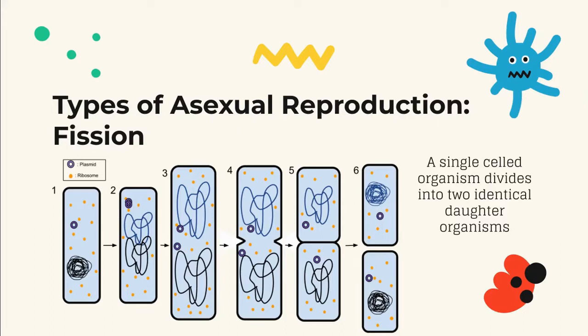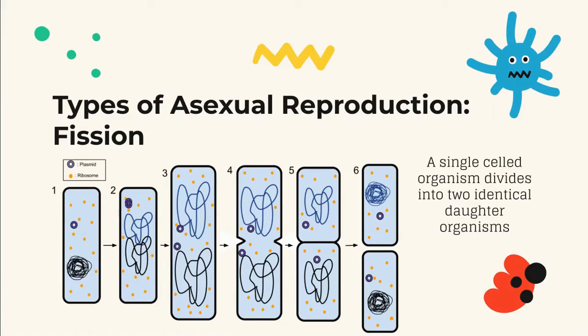Lastly, I have fission. This is when a single cell organism divides into two identical daughter cells. So I have one cell, it replicates its DNA, splits, and then I have two cells. This is slightly different than cell division. There's less going on, especially because chromosomes don't really form, but it is a very similar process.